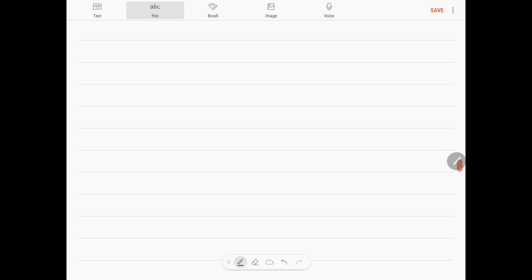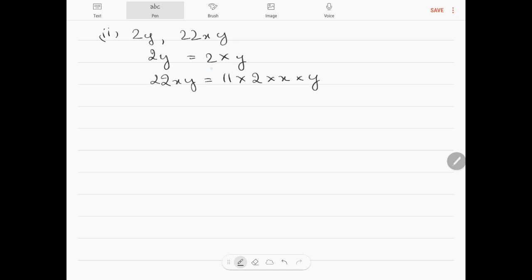Moving on to the second question, number 2: 2y, 22xy. 2y splitting into prime factors is 2 into y. 22xy will be 11 into 2 into x into y. So here 2 is common and y is common. So common prime factors are 2 and y. Now HCF is equal to 2 into y, which is equal to 2y.